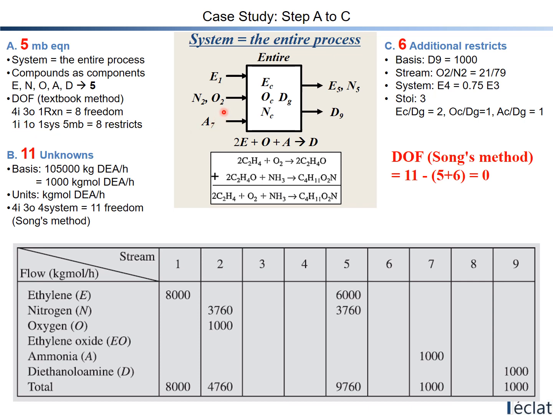We know the ratio between nitrogen and oxygen, 79 to 21. So that is one input restrict, and also we have the basis. We know the value of the production rate of DEA. Let me say that it is 1000 kilograms of DEA per hour. So that is one output restrict.